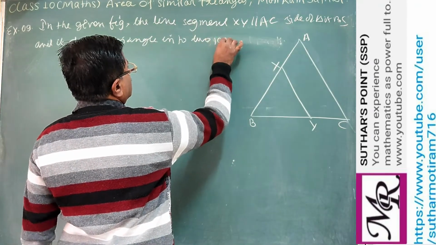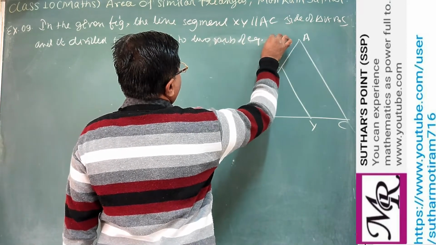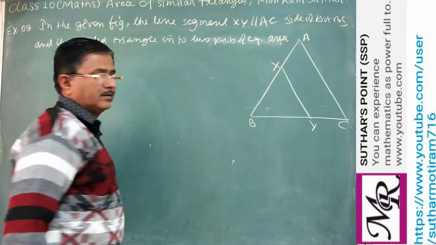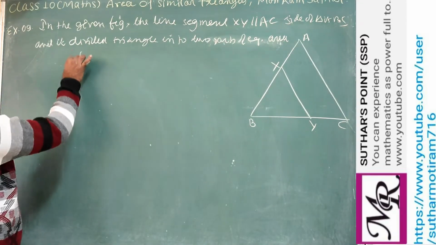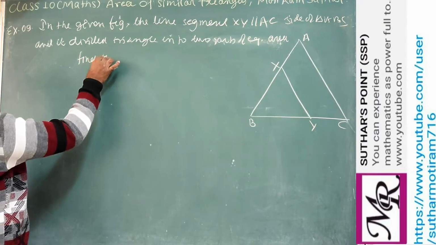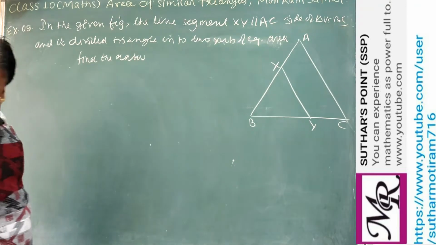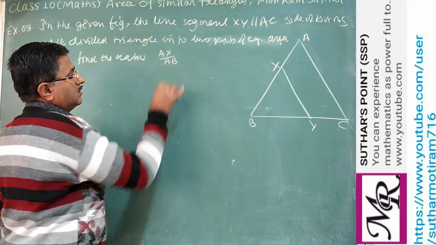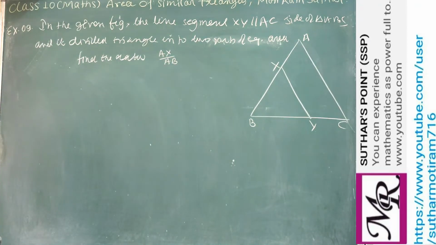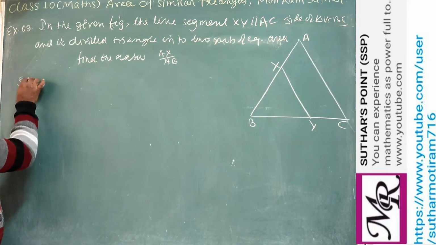With the areas of the two parts equal, find the ratio of the sides AX by AB. That is what we want to find. So here we use this theorem. So see the solution.